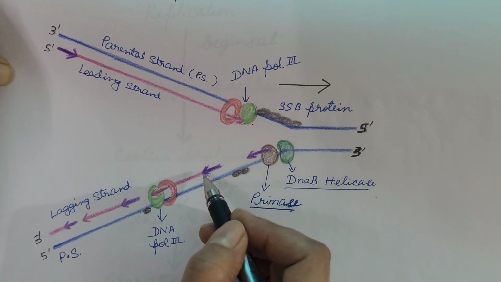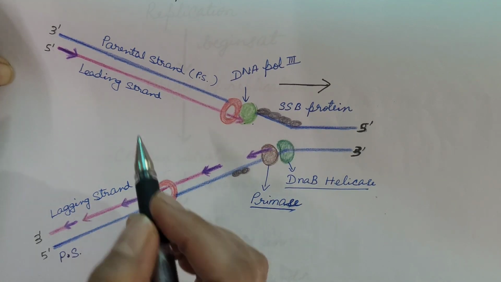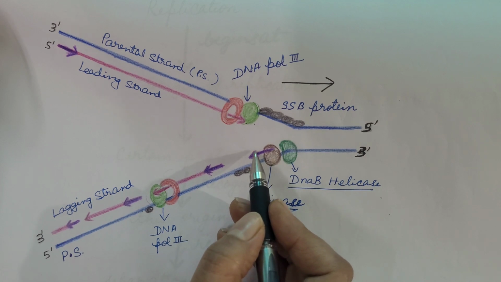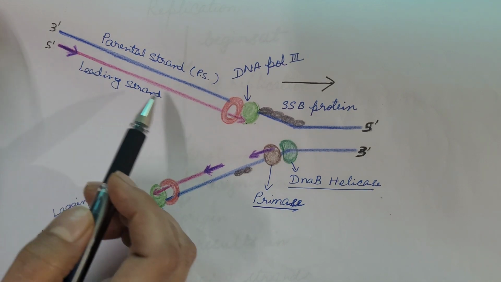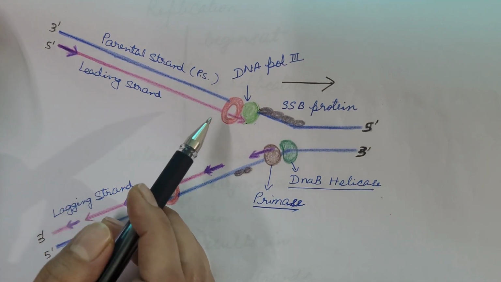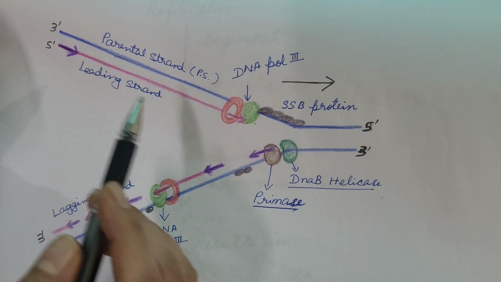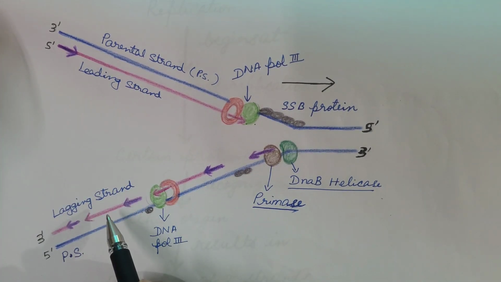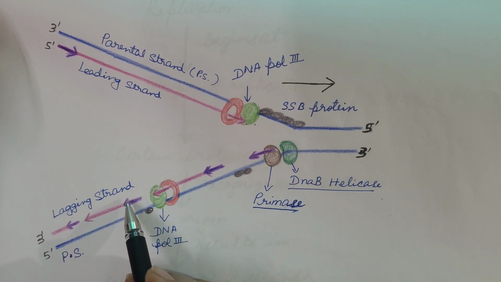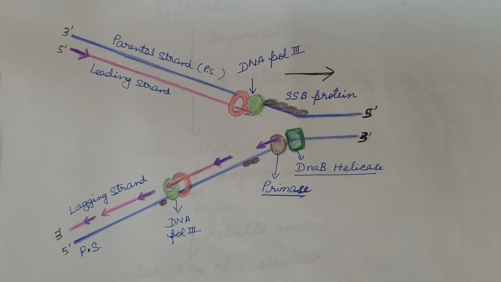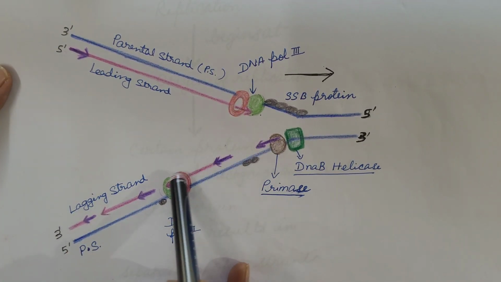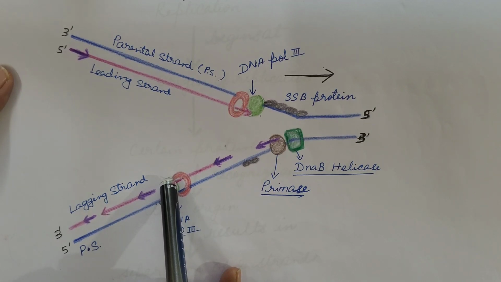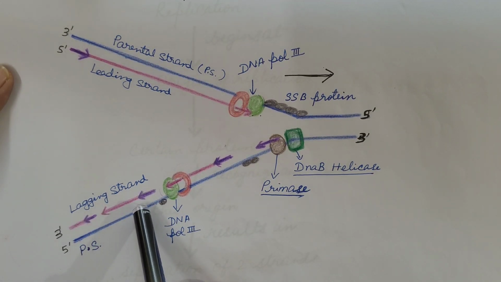It is synthesized in the form of small fragments. And for the synthesis of each Okazaki fragment, one primer is required. So this strand, which is the leading strand, is extended by one primer, but for this strand here, for each Okazaki fragment, one new primer is required. So now we know that the leading strand is synthesized continuously and the lagging strand is synthesized discontinuously in the form of fragments known as Okazaki fragments.